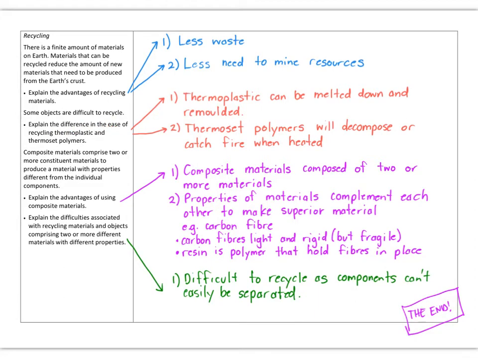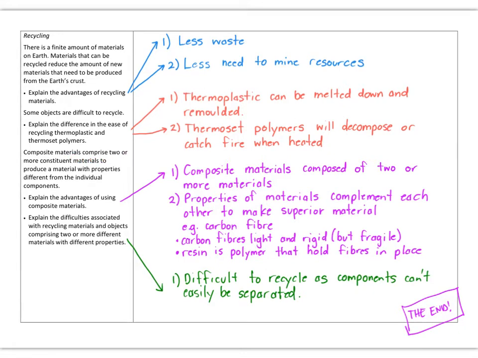Some objects are difficult to recycle. Explain the difference in the ease of recycling thermoplastic and thermoset polymers. So going back to what we looked at earlier in the materials topic. Thermoplastic can be melted down and remoulded. Remember, thermoplastics have weak secondary interactions between the chains. They can be easily broken and reform, so these plastics tend to be much easier to recycle. Thermoset polymers will decompose or catch fire when heated, so that makes it very, very hard to melt them down and turn them into new materials.